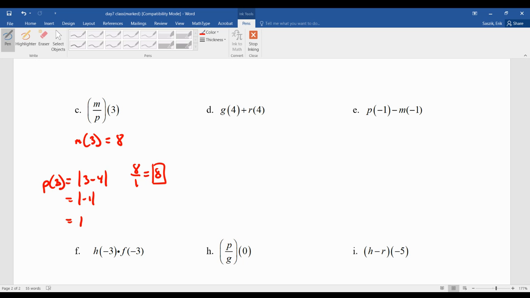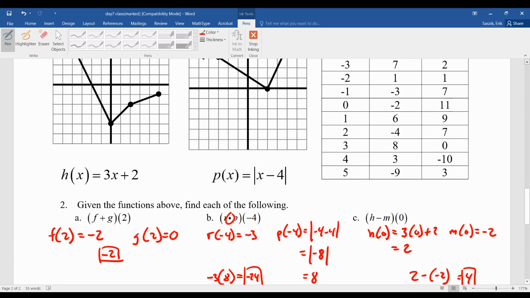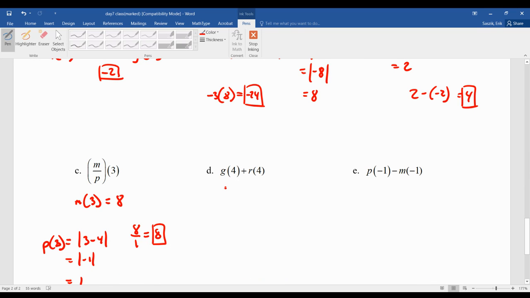Okay, G of 4 and R of 4. Well, let me scroll up here. So G of 4, that's 1, 2, 3, 4. The Y value is 4. R of 4, here's the input. There it is. R goes to -10. So I have 4 plus a -10, which of course would be -6.